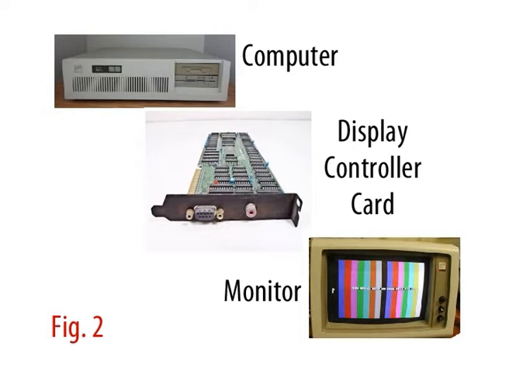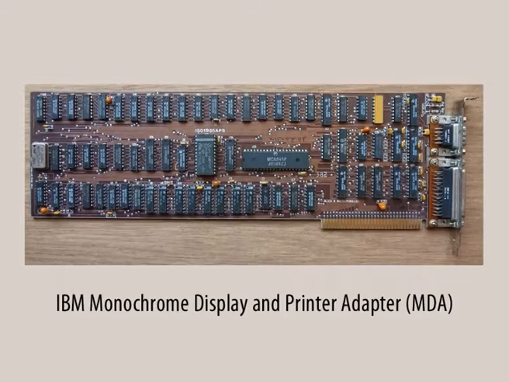Figure 2 shows the computer, the display controller card and the monitor. Note the 9-pin video connector and round RCA connector at the edge of the card. For those users who wanted finer text but no colors, IBM introduced another adapter called monochrome display adapter MDA. Its resolution was improved to 720 by 350 and it could show same text in their finer form.